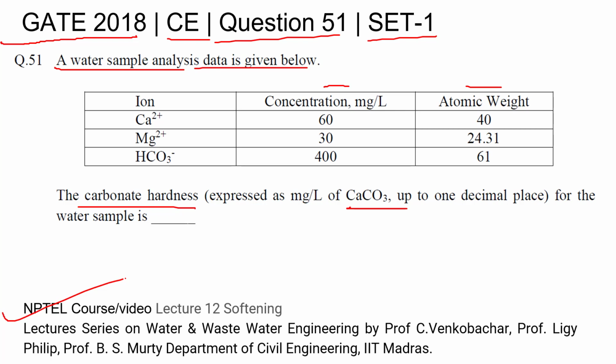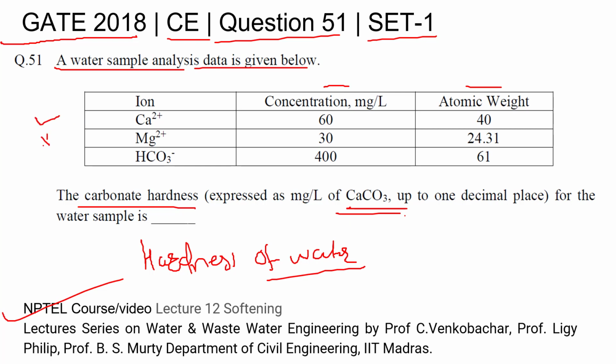Let's try to understand this question. This question has been coming in GATE for many years, so we must know this question. He's asking the hardness of water in terms of CaCO3. First of all we must know which ions add hardness. This one adds, this one does not add, this one adds. We must know which ions contribute to carbonate hardness specifically. Let's try to solve this question.